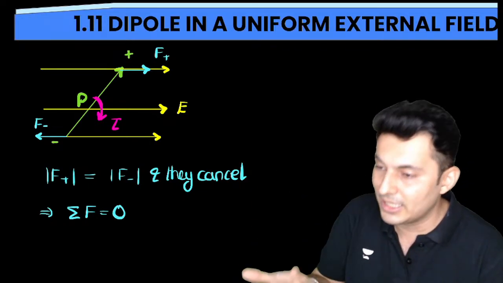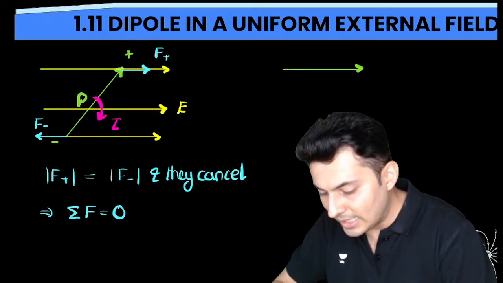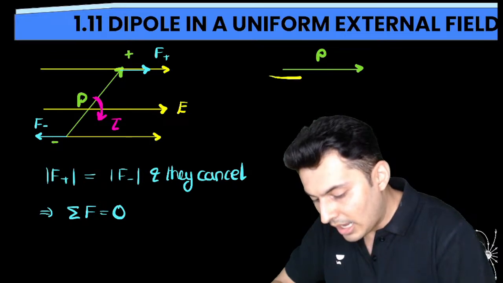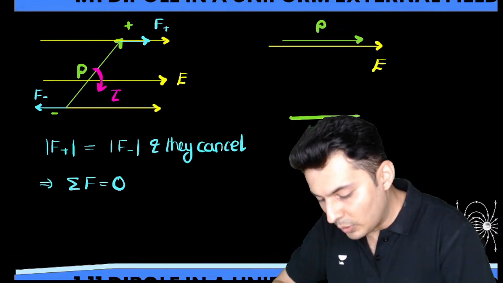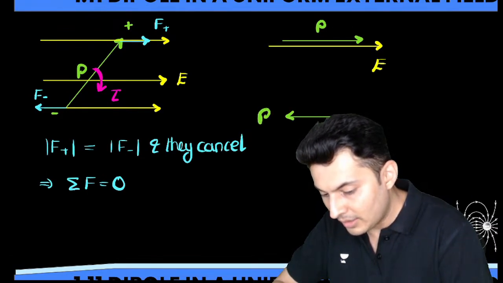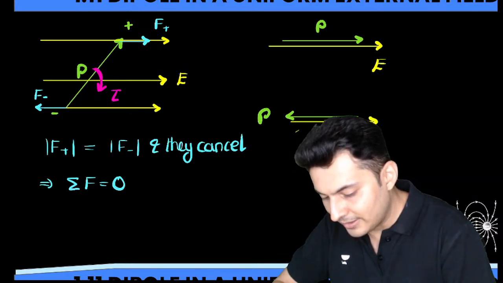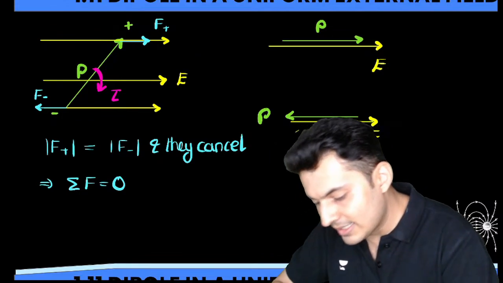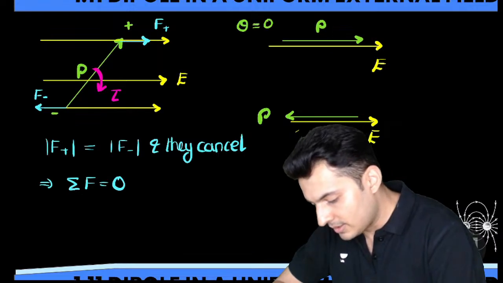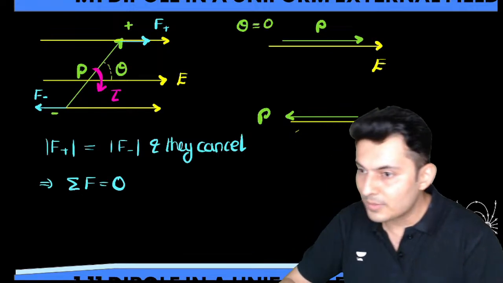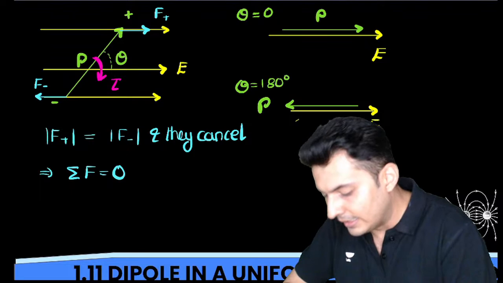Definitely. And the torque will be there in certain positions. In certain positions, it will not be there. In fact, you can see that right over here. If I show the dipole like this, along the field, or if I show the dipole opposite to the field, you will see that in the first case, theta is basically zero. Okay, this is the theta. In this particular case, theta is basically 180 degrees.